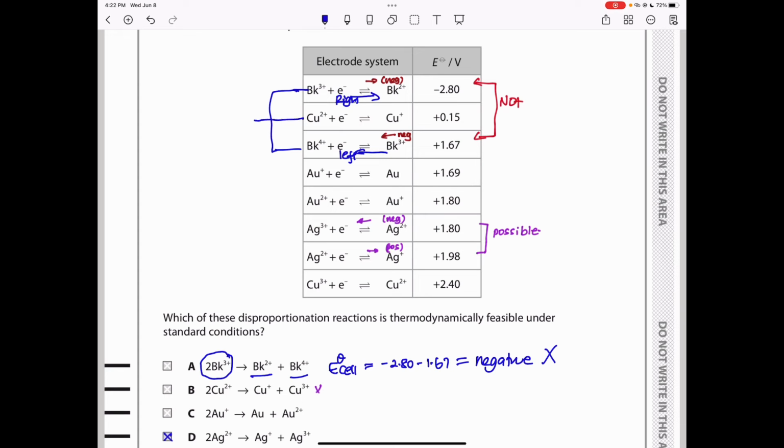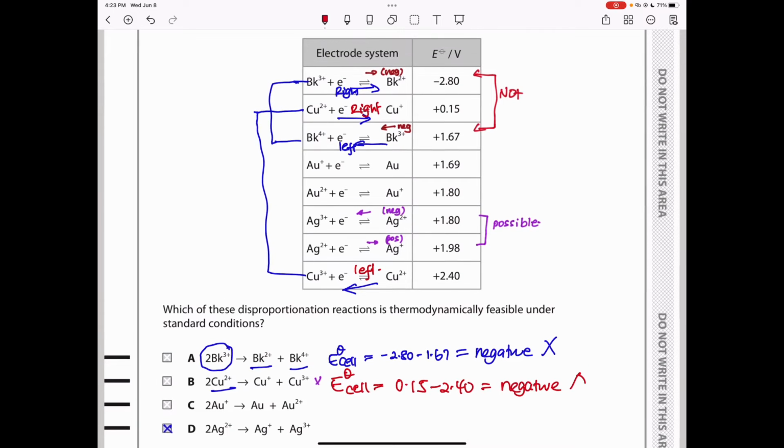Next, we go to the copper half cell. Here we have copper 2 to copper 1, and we have copper 2 to copper 3. So it's going to be these two. Again, because all are starting from copper 2, one is going to go like that, and the other is going to go like that. So this is going to be using up the electrons, so it's going to be on the right, and this is going to be generating the electrons, so it's going to be on the left. The E theta for this cell is going to be E right minus E left, so 0.15 minus 2.40, which is also negative. So this is out.